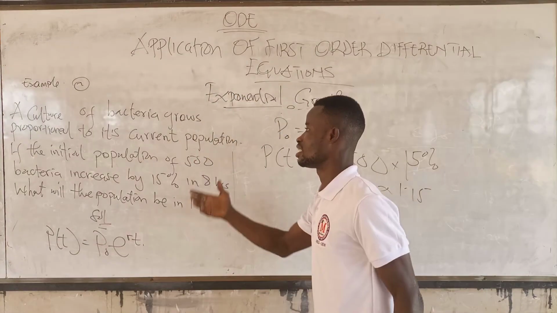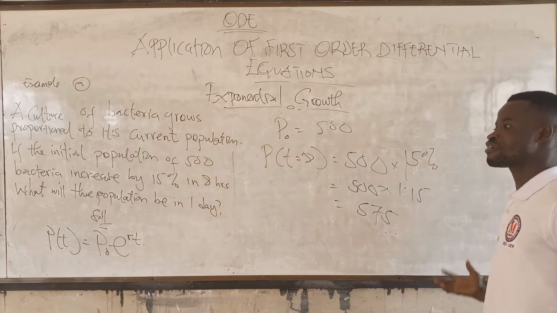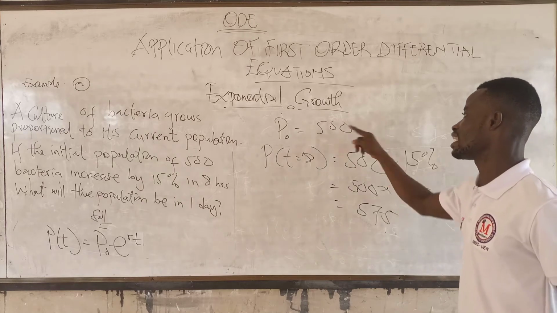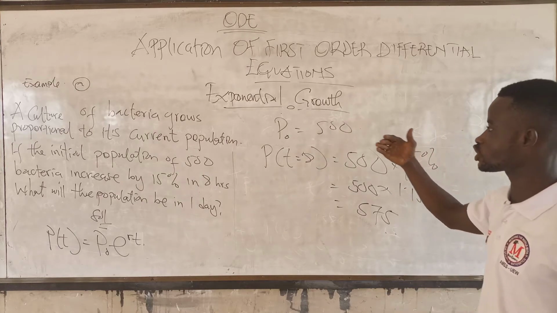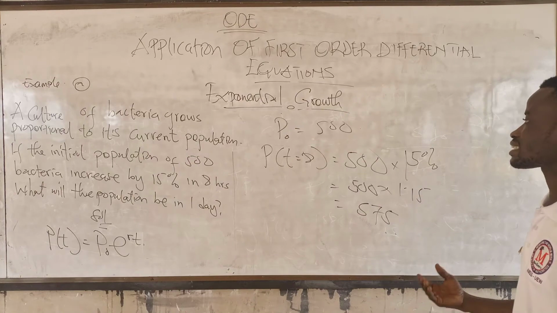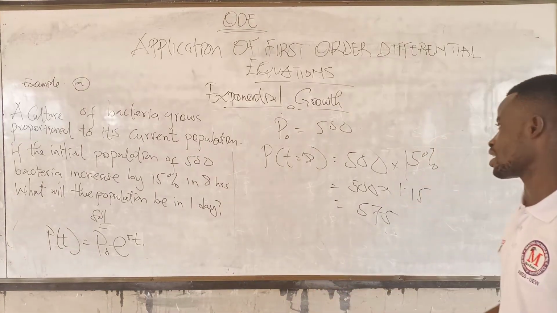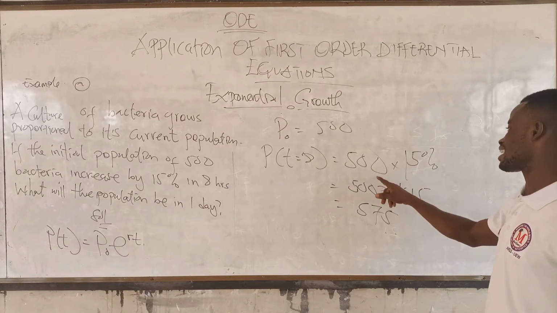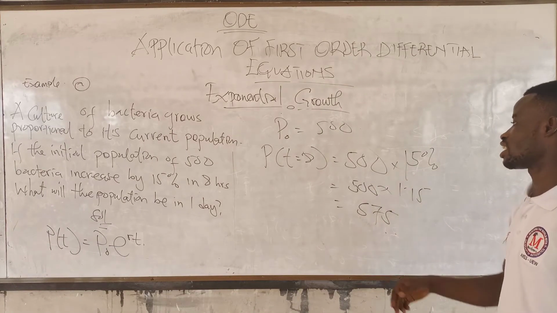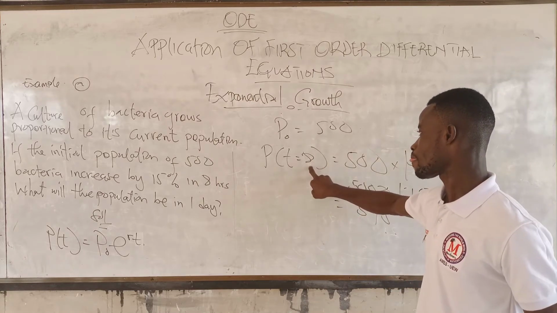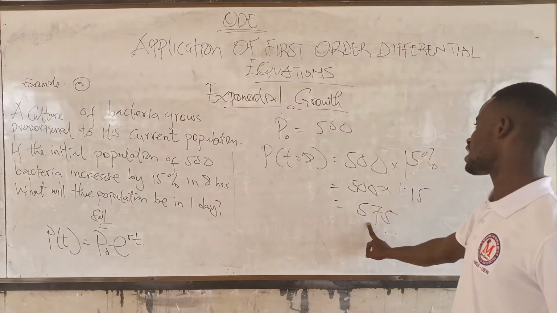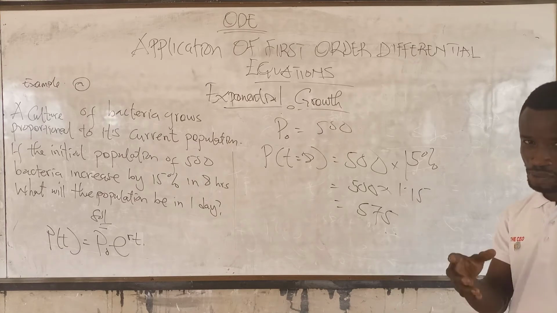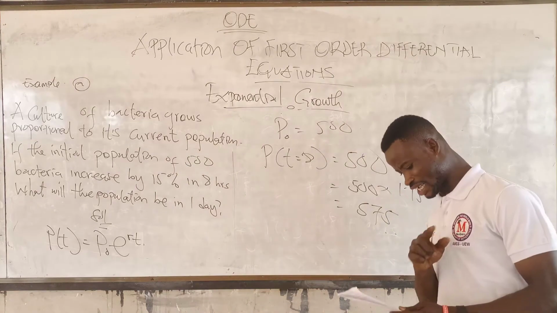Let me come back again. If the initial population of 500 bacteria increased by 15% in 8 hours, that means the initial population is 500. But after every 8 hours, it increased by 15%. That means that you multiply it by the 15%, and that is that. So this is what we get. At where T is 8, we get 575 bacteria. I hope it's clear. Very good. Thank you for your understanding, and I trust you.